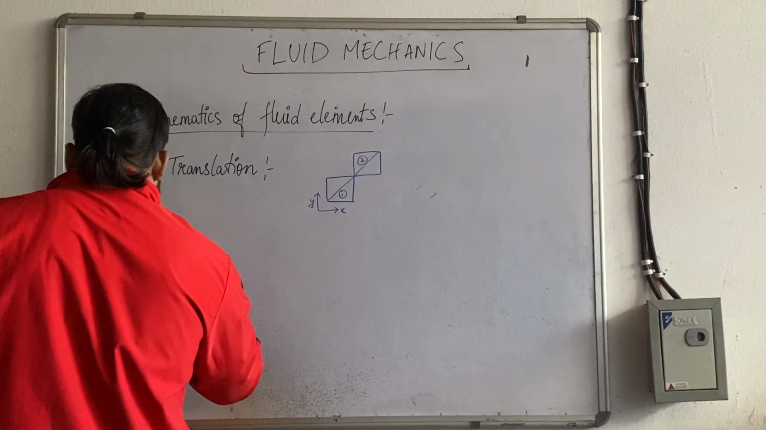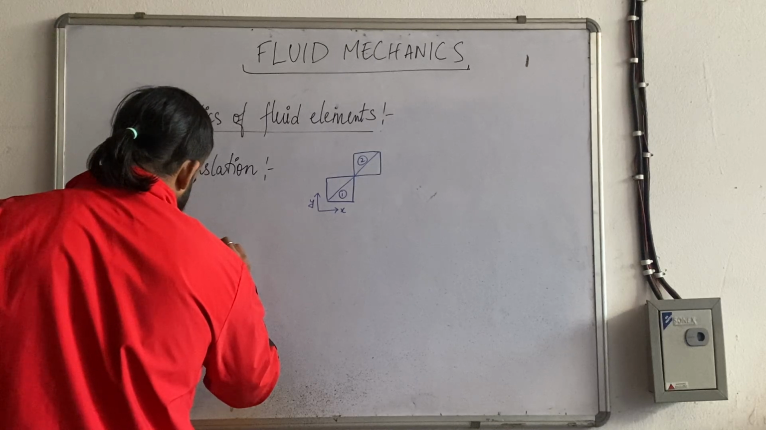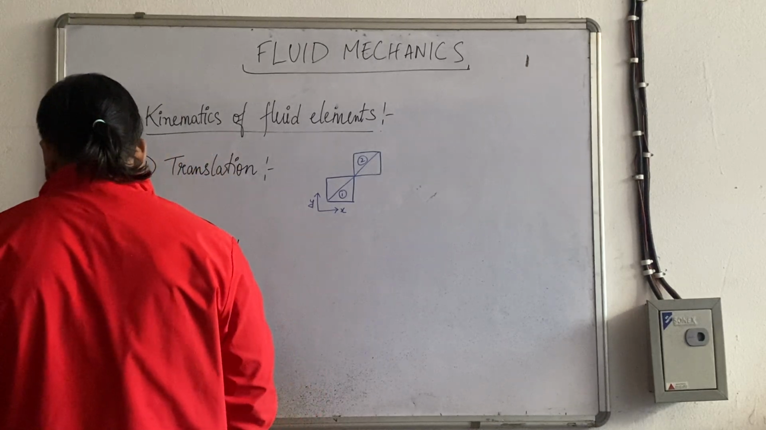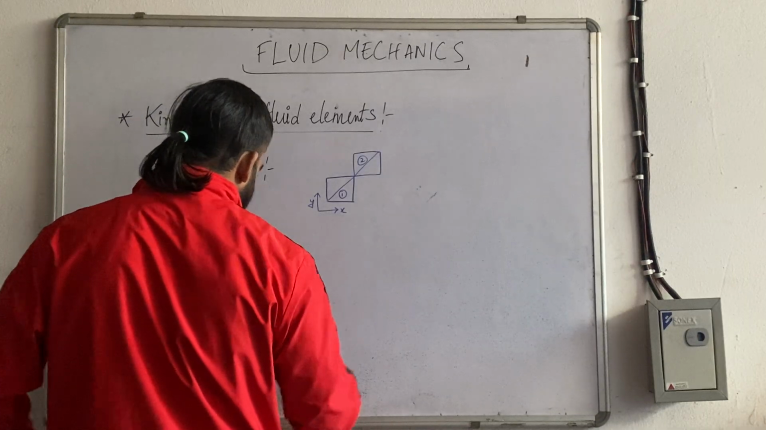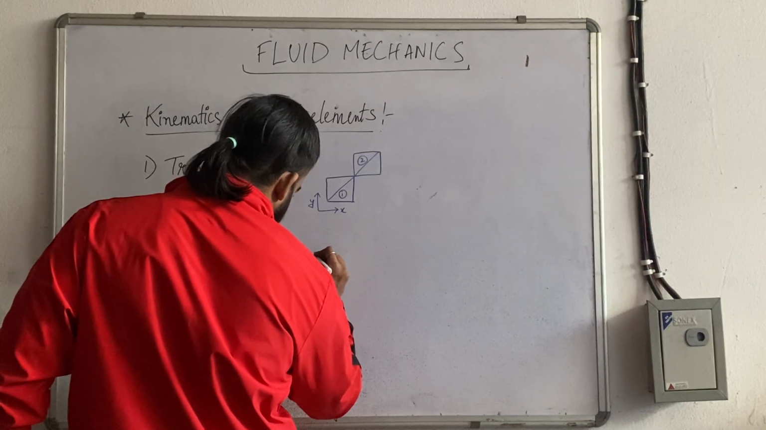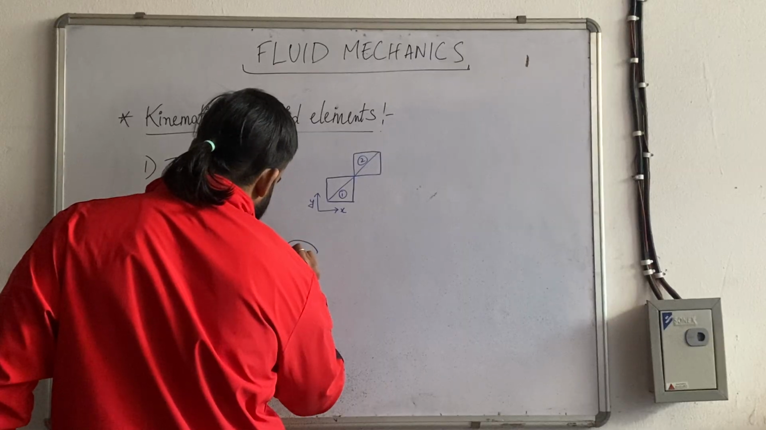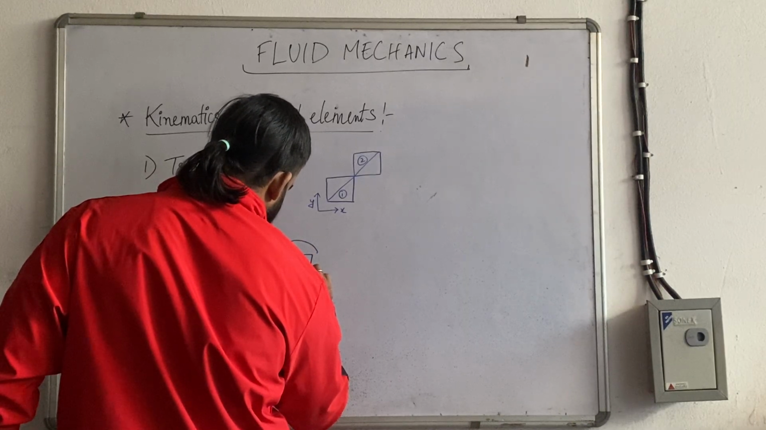Second one is rotation, which can be termed as an element, only an element, not an object, which in space rotates like this about this point.